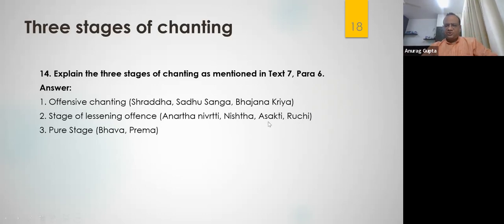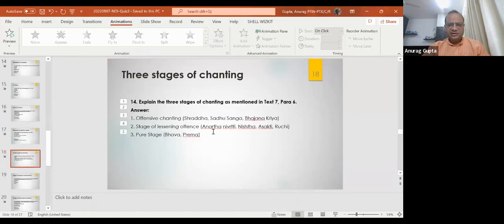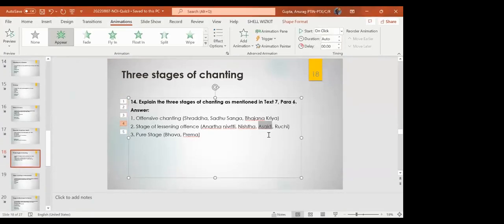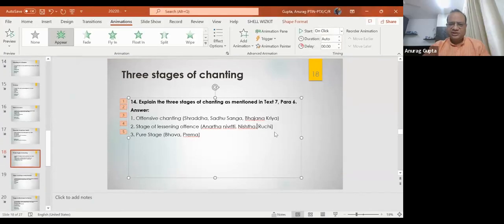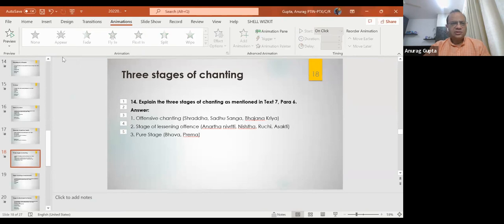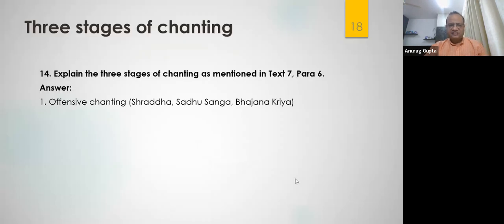Yeah, so actually it should be Ruchi. Let me correct it. First Ruchi, then Asakti, Prabhu. Yeah, first Ruchi and then Asakti should be there. I made a mistake there. Let me correct it so that you don't get confused here. So it should be like this.